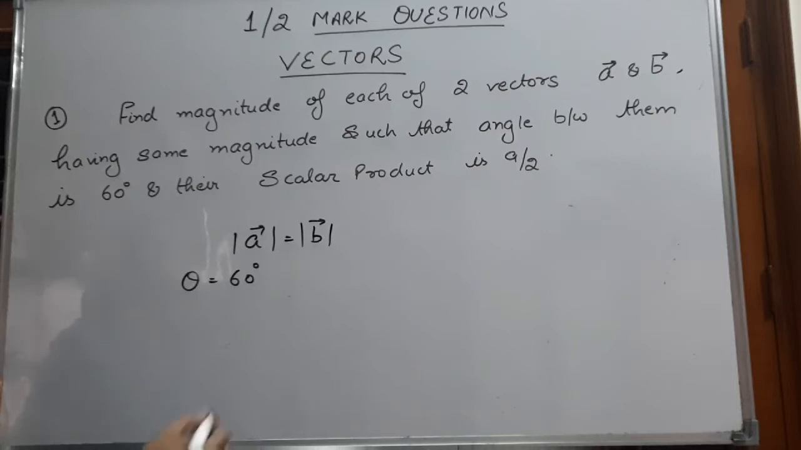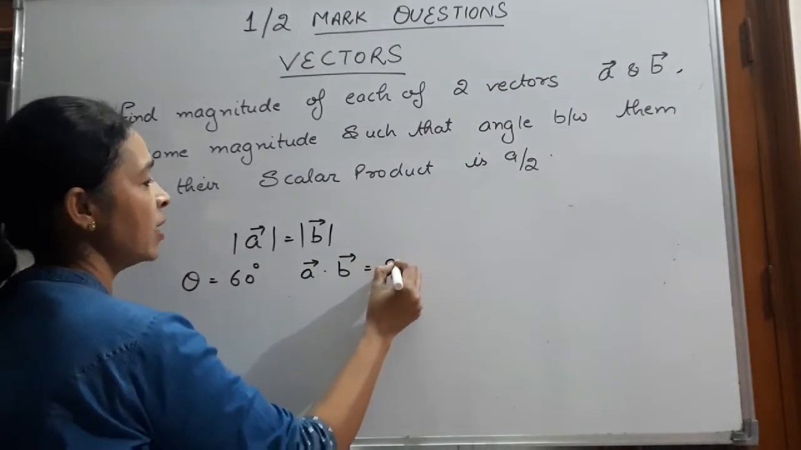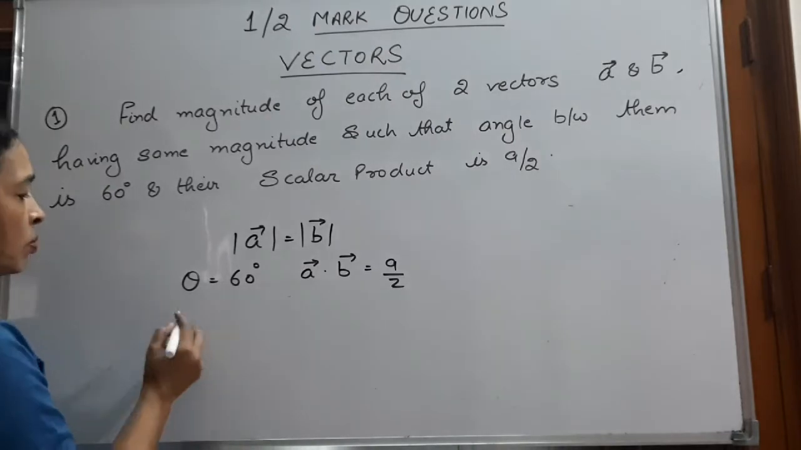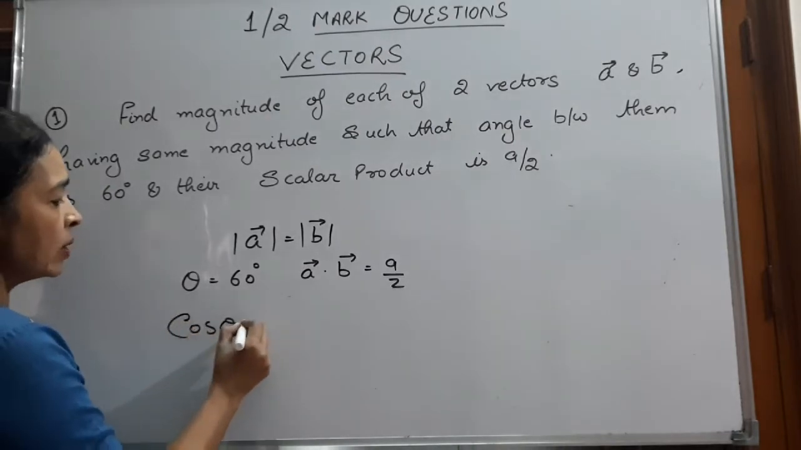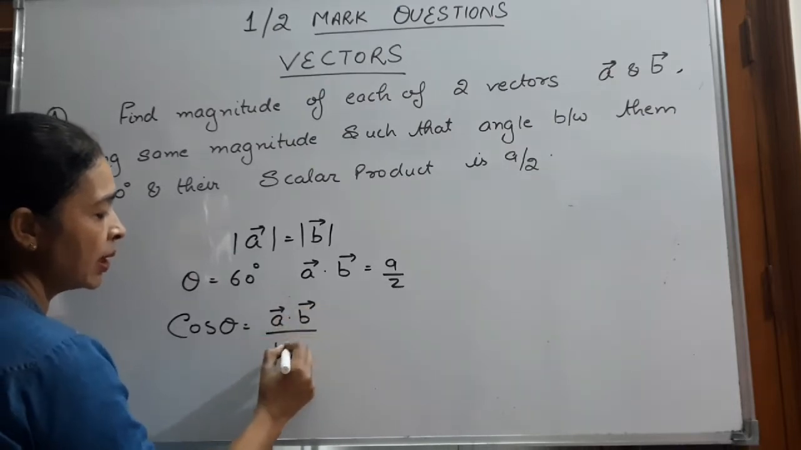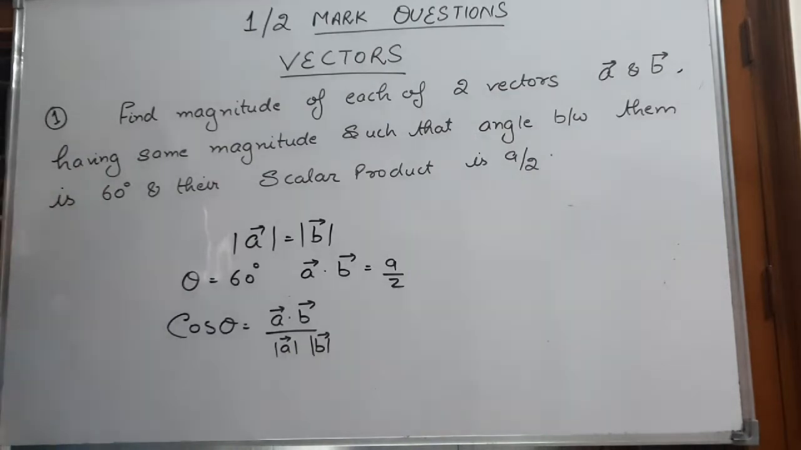And the scalar product. What is the scalar product? Vector A dot vector B is given as 9 by 2. What we have to find? We have to find the magnitude of A and B. Now, we have cos theta equals vector A dot vector B upon magnitude of A into magnitude of B. What is the value of theta?